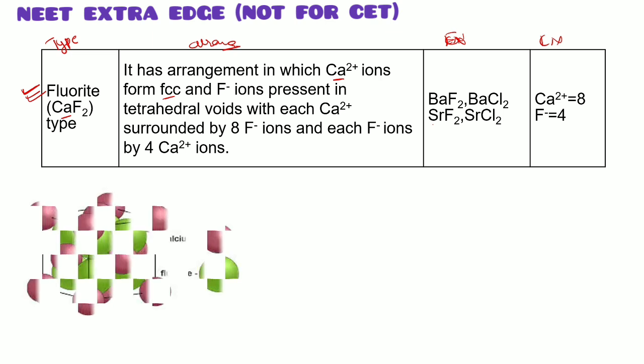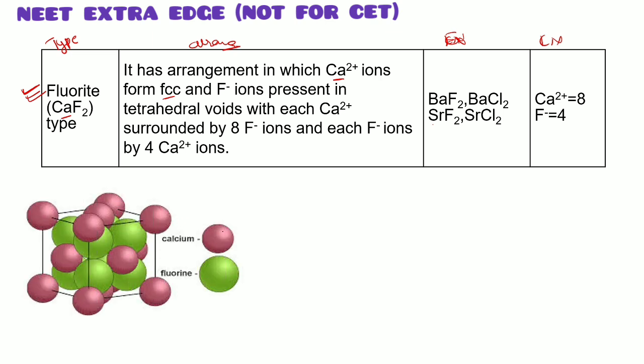I will show you the structure. Here you can see, this is calcium, right? Ca2+ is forming FCC. FCC means, remember, there are 12 Ca2+ present. Sorry, 14 Ca2+ present, 14 in one unit cell if you consider, because 8 corners and 6 faces. Right? F- is present in the tetrahedral voids.